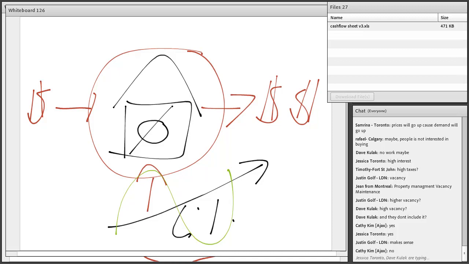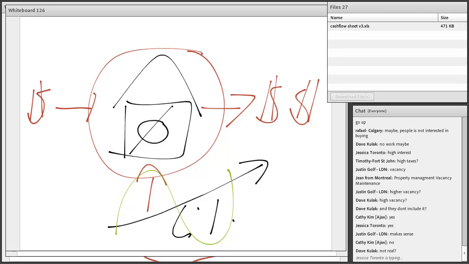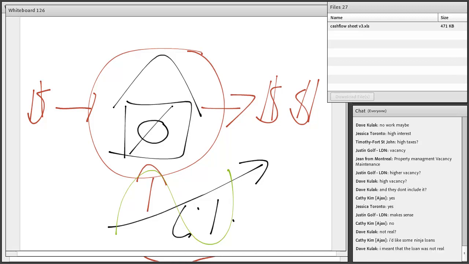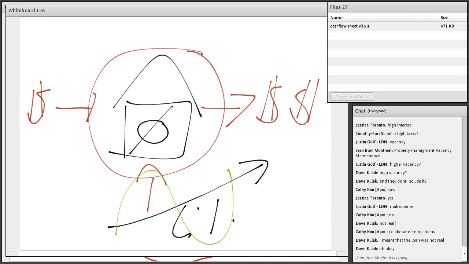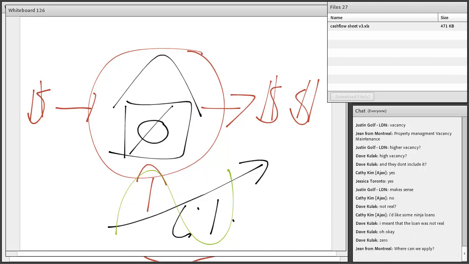No income, no assets. That's real. Dave, it's real. I'm not kidding, that's real. They were giving people loans with no income, no assets, no verification. Well, the loan was real, Dave. That's the problem. The loan was real, but the person's qualification wasn't. That's the part that wasn't real.